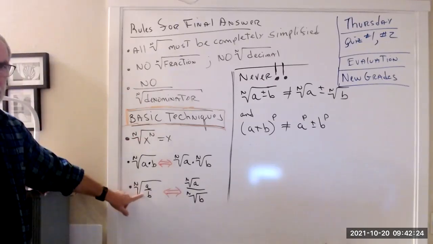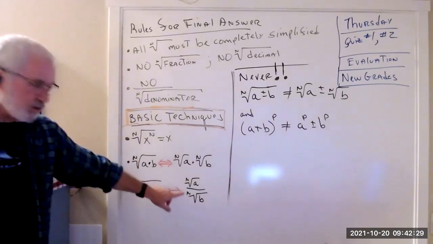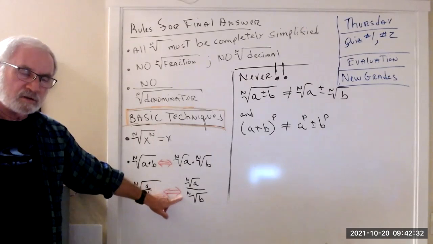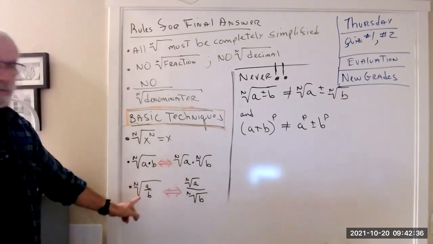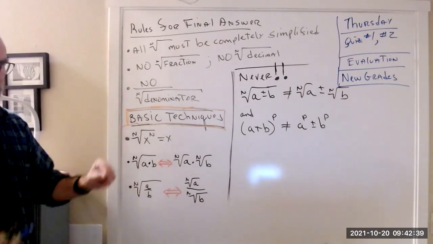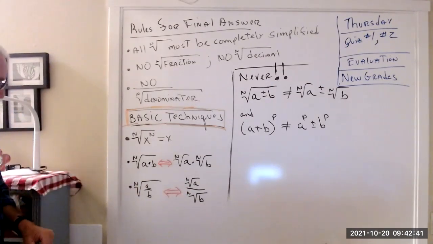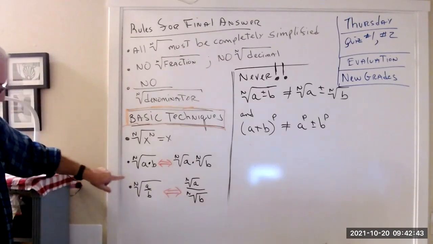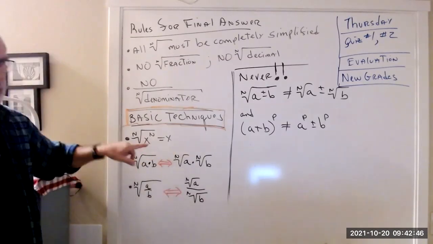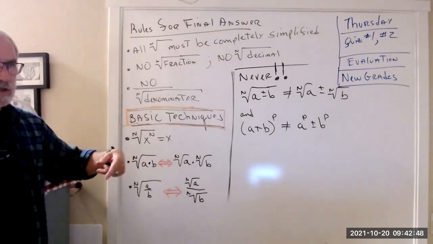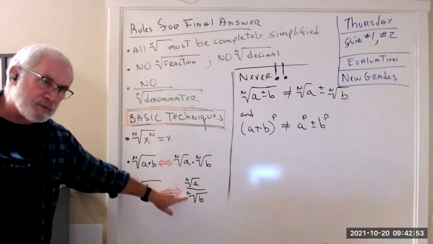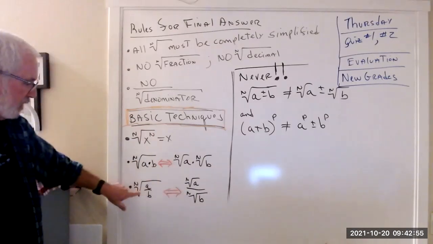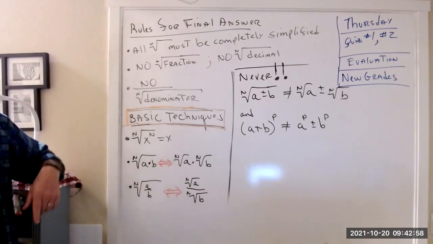A similar idea with division. If you don't like the fraction, you can take it apart. Or if you don't like it as 2 separate radicals, you can put it back together into 1 big radical. Keep in mind, all of these assume that it's the same index. Cube root of A, cube root of B, then you can put them together into cube root of A over B.